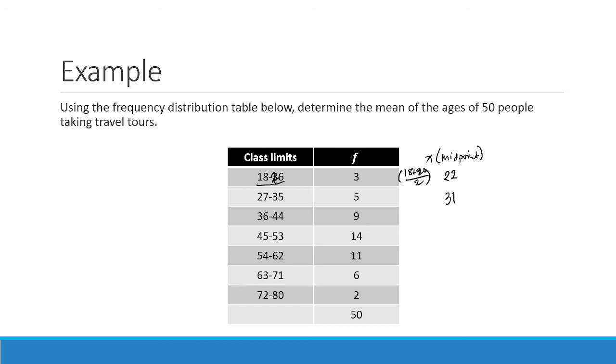9 is actually our class interval here. You just need to add 9 to the prior midpoint. So we have here 31 plus 9. That will be 40. If you want to check, that will be 36 plus 44 divided by 2. That will be 80 divided by 2, which is 40.